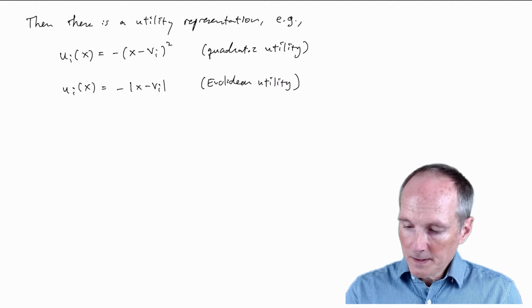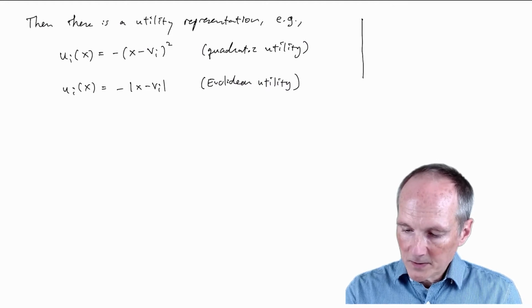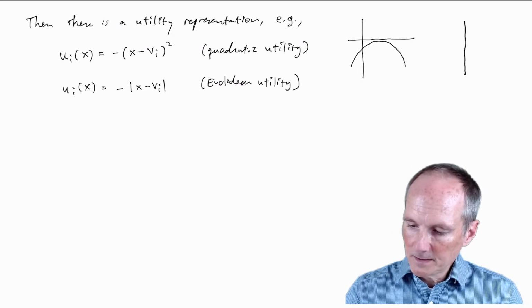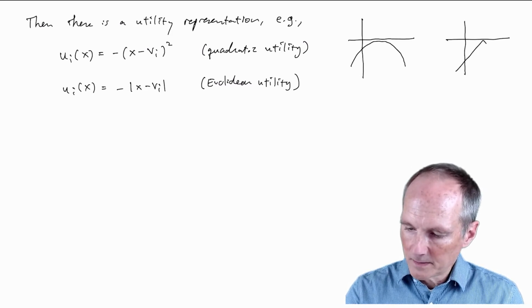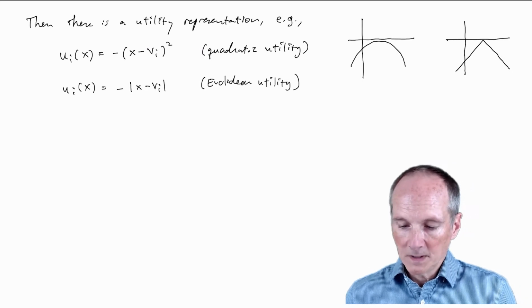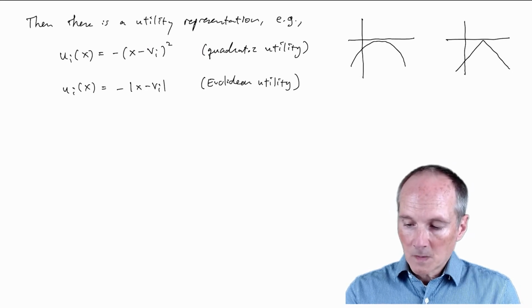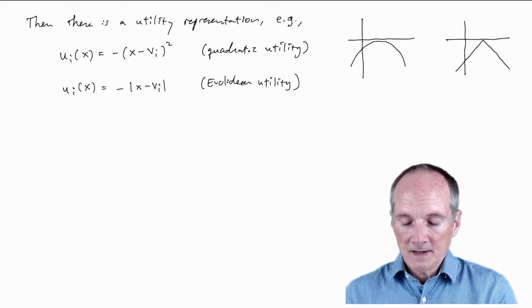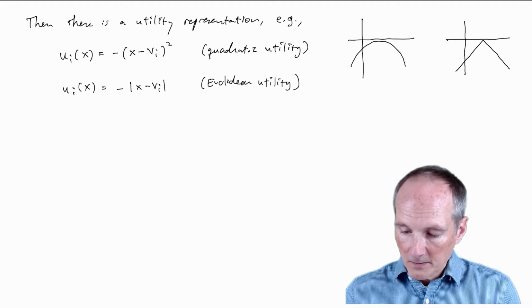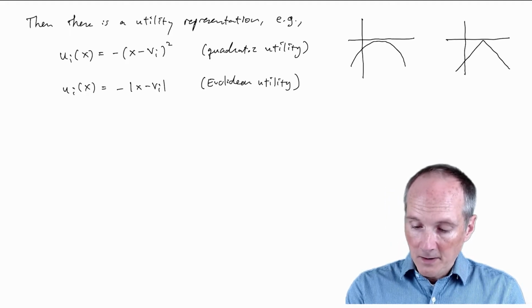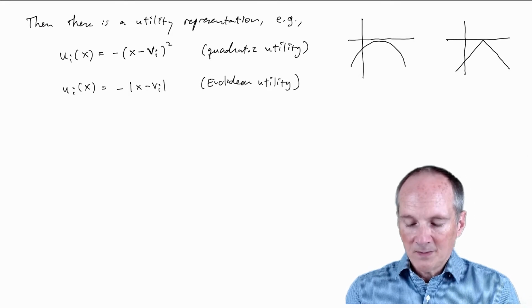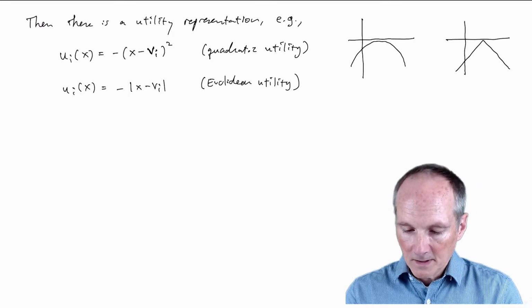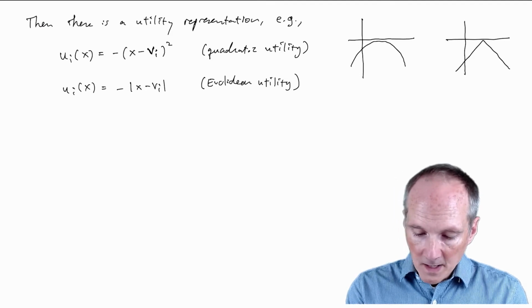Okay. Quadratic utility looks like this, and Euclidean utility would look like this. Okay. So either functional form would represent Euclidean preferences with ideal point v_i. All right. Here, as you've noticed, there's a subscript on the ideal point because that could be different for the different voters.